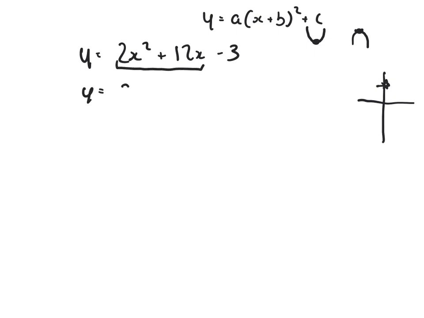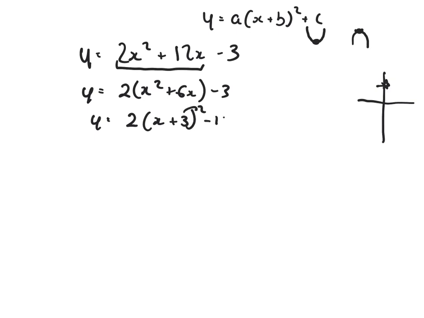So take out a numerical common factor of 2, bracket x squared plus 6x, close the bracket, minus 3. Half the 6 down to a 3 and create a squared bracket. 3 squared is 9, times that by 2 is 18, get rid of that, and I still need to take away 3. And that will be 2 bracket x plus 3 all squared minus 21.